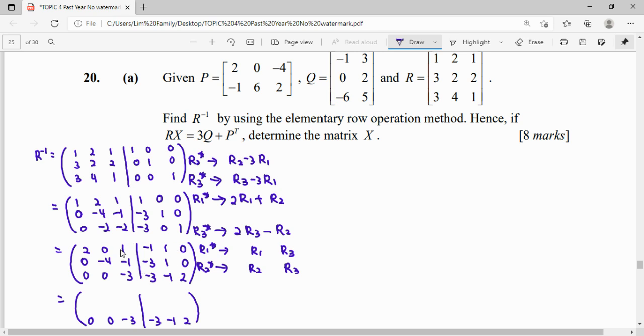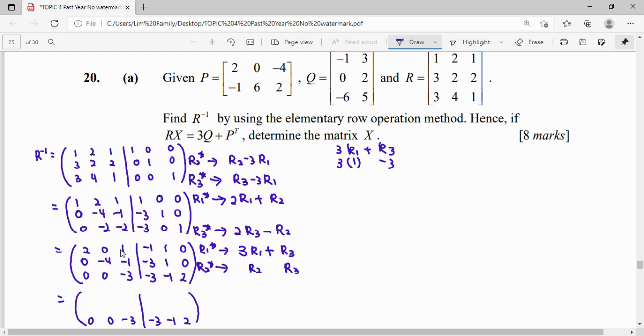Row 1 is 1. Then row 3 is -3. So I will times 3, then I will add up. Then it will become 0. So for row 1, it will become 3 row 1 plus row 3.